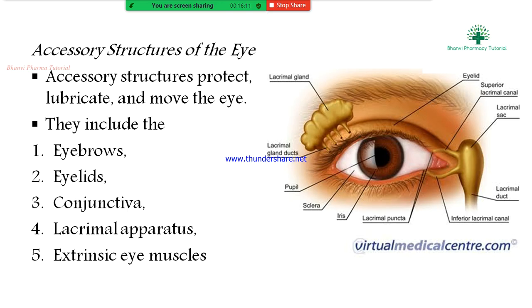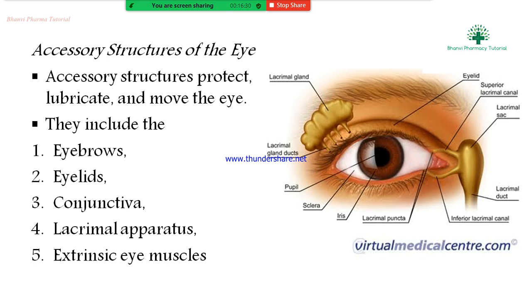Next, the accessory structures of the eye. The accessory structures protect, lubricate and move the eye. Means the accessory structures protect the eye, lubricate the eyeball and move the eye in rotation. They are included in the accessory structures.